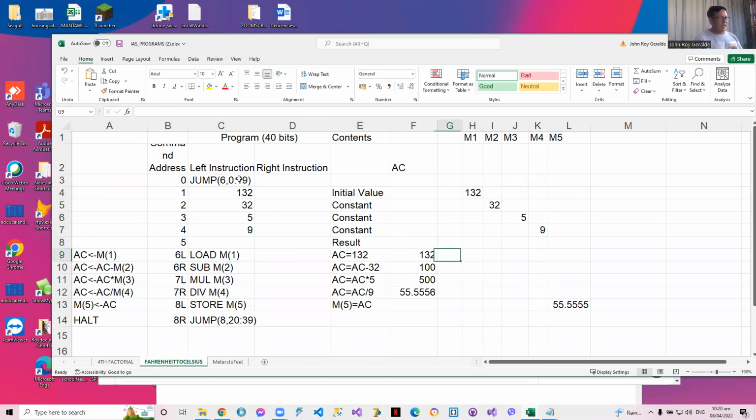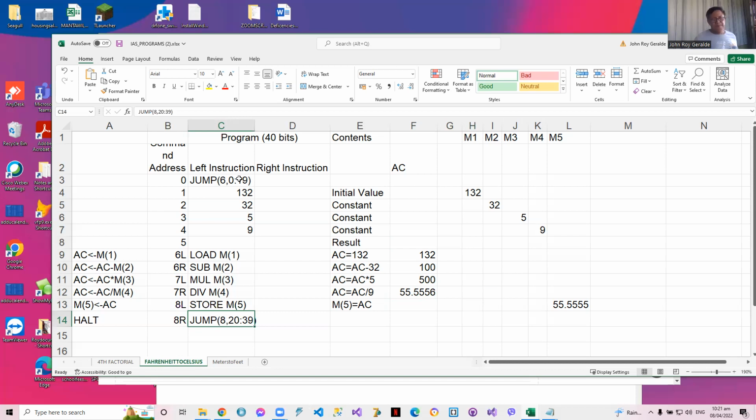Load M1, AC becomes 132, right? Sub M2. M2 is 32. So 132 minus 32 is 100. Mul M3. M3 is 5, so 5 times 100 is 500. 500 divided by 9, which is M4, is 55.556. And then we store it here, and then we halt by jumping. Now take note, this is a jump to the right, 20 to 39. It loops there.